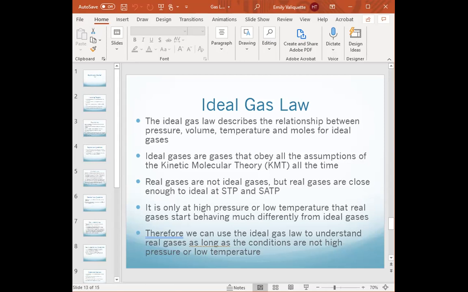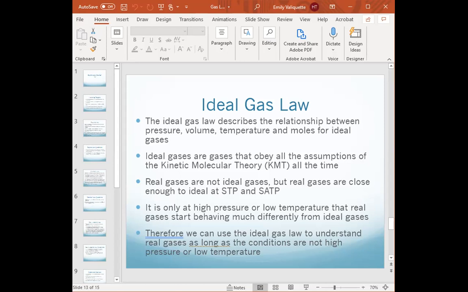Again, just a reminder, ideal gases are gases that obey all of the assumptions of the KMT, the kinetic molecular theory. But real gases are not ideal gases. They don't always follow those rules. However, when we're at STP or SATP, when we're at kind of normal conditions, those real gases are close enough to ideal that we can pretend that they are ideal so that we can use this ideal gas law and our other different gas laws for calculations.